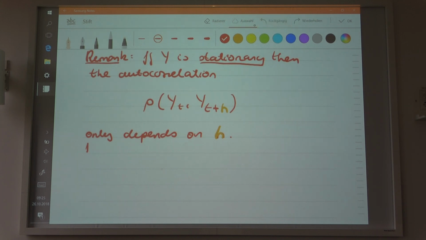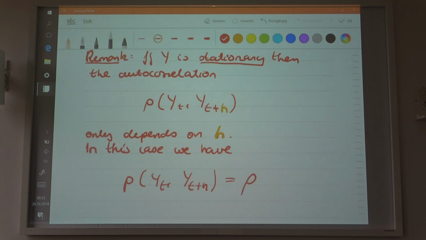In this case, we denote the autocorrelation as follows. The autocorrelation only depends on the time lag, so I use a different notation. I say this is rho of the process y, just depending on h.